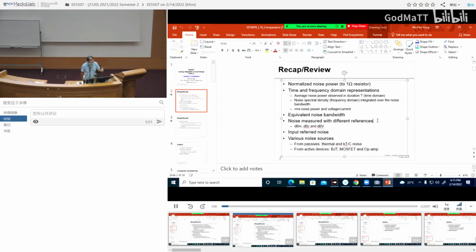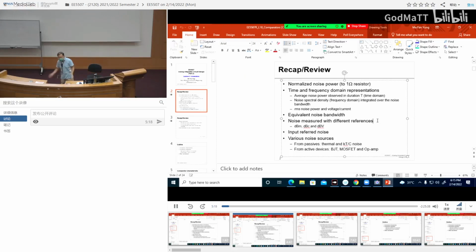So all this dBx is always the quantity you have divided by the reference, and then 10 log if it's a power quantity, 20 log if it's a voltage or current.